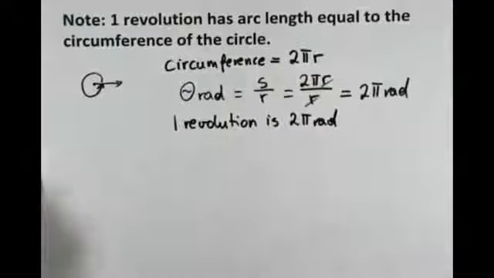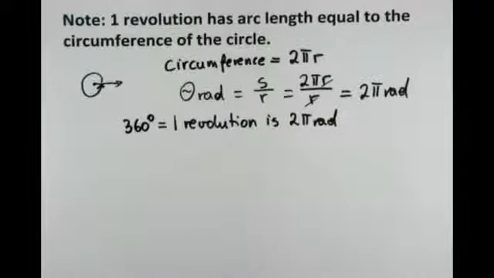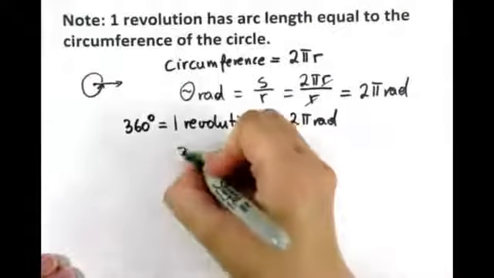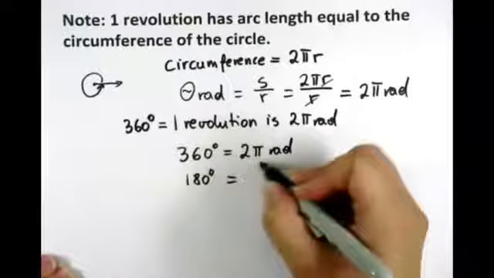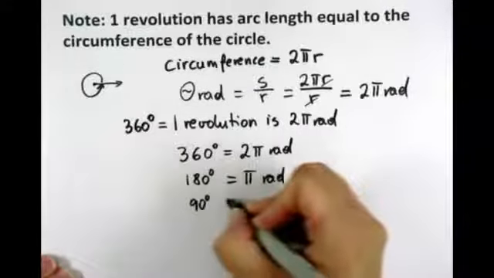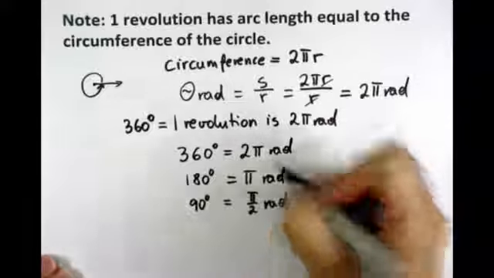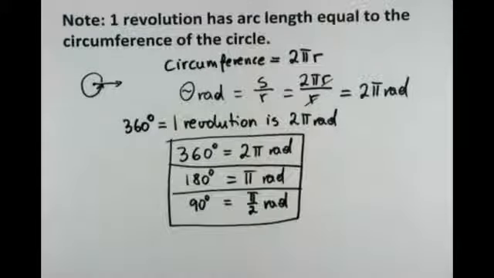But one revolution is also how many degrees? It's 360 degrees. One revolution is 360 degrees, and at the same time is 2 pi radians. So 360 degrees is nothing else but 2 pi. So we have that 360 degrees is 2 pi radians. If I divide by half, half of that is 180, and half of 2 pi is just pi. 180 is pi radians. And half of that is 90 degrees, and 90 degrees would be half of the pi radians. That's good to keep in mind. 360 degrees is 2 pi radians, 180 is pi radians, and 90 degrees is pi over 2 radians.